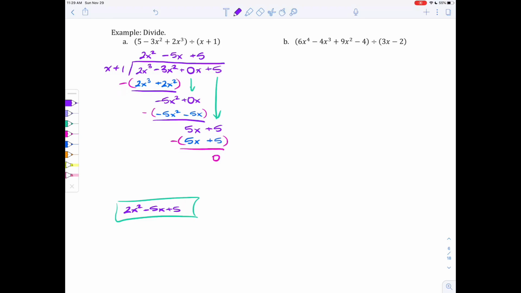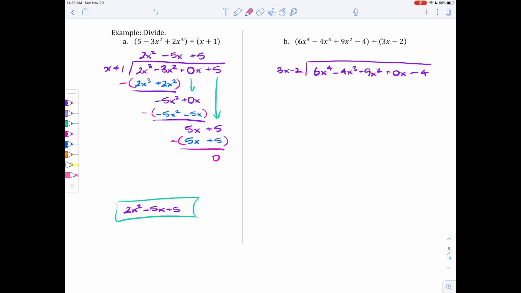In any case, as I set up the dividend here, I've got 6x to the 4 minus 4x cubed plus 9x squared. Be careful, there's no straight up x term, so there are 0 x's, and then minus 4. And we're going to be dividing that by 3x minus 2. Just going to keep my work a little bit sorted here by throwing a random line in between.